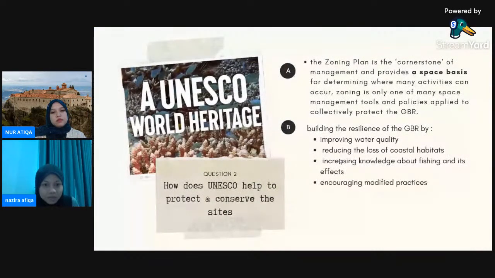How does UNESCO help to protect and conserve the sites? First, the zoning plan is the cornerstone of management and provides a spatial basis for determining where many activities can occur. Zoning is only one of many spatial management tools and policies applied to collectively protect the Great Barrier Reef. Second, building the resilience of the Great Barrier Reef by improving water quality, reducing the loss of coastal habitats, increasing knowledge about fishing and its effect, and encouraging modified practices.